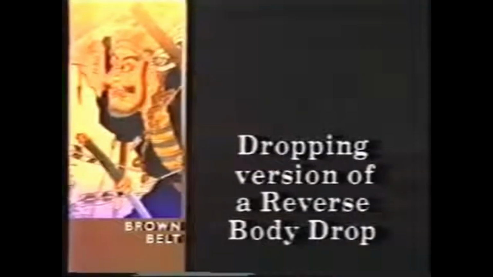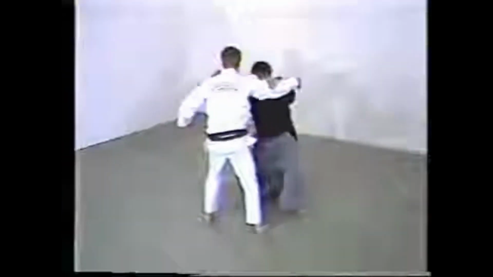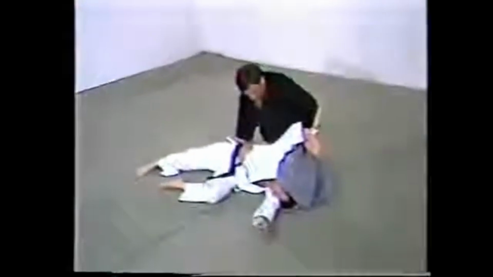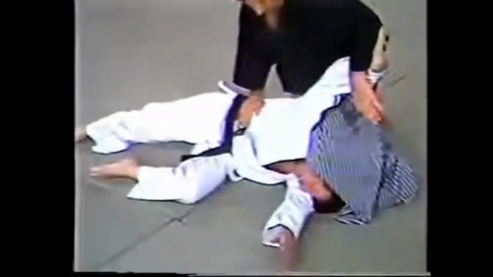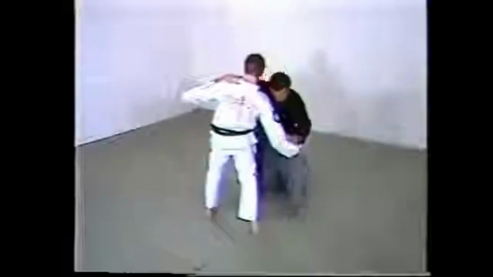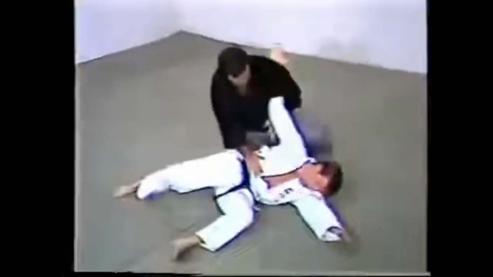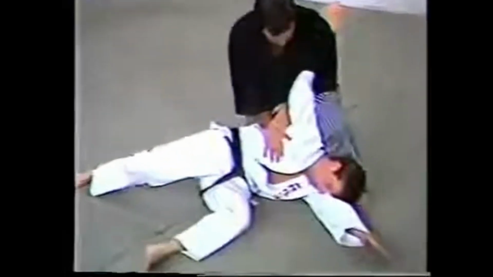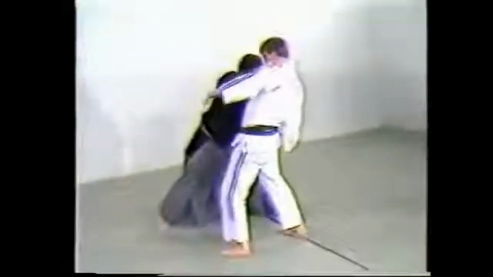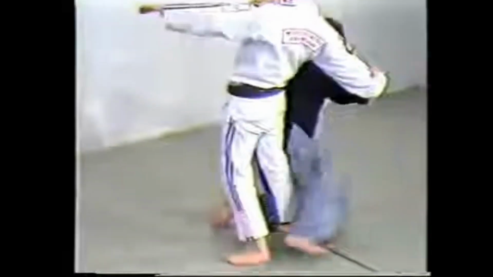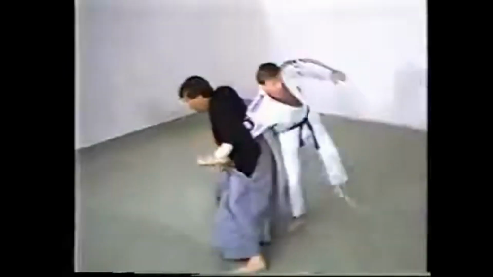Dropping version of a reverse body drop. Block, step past the opponent, kneel keeping your legs straight, exert pressure against his knees and push backwards. The leg should be kept very straight and a shoulder arm lock is then applied. This is a variation.